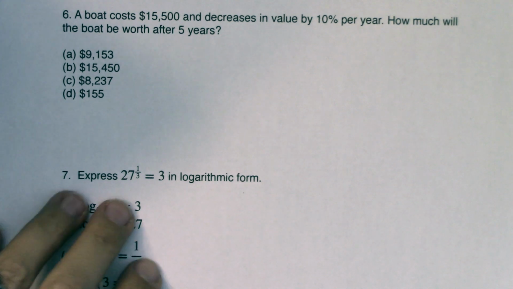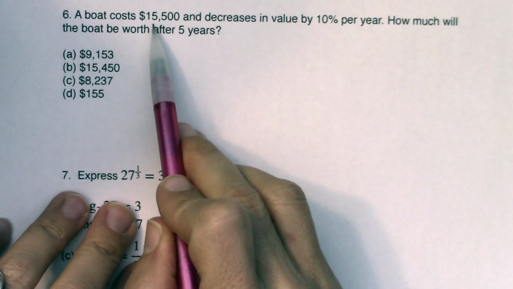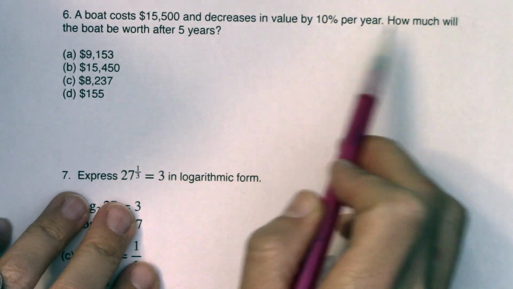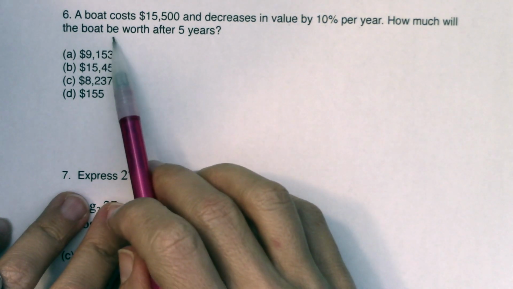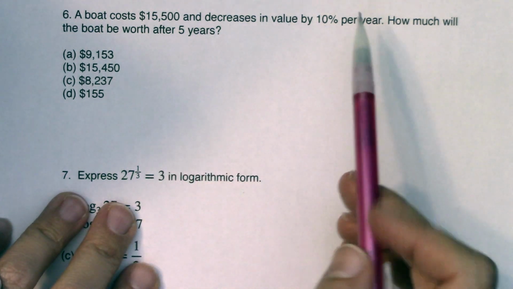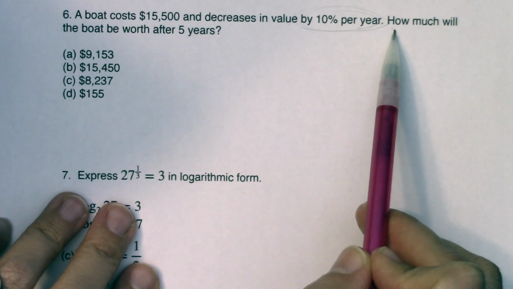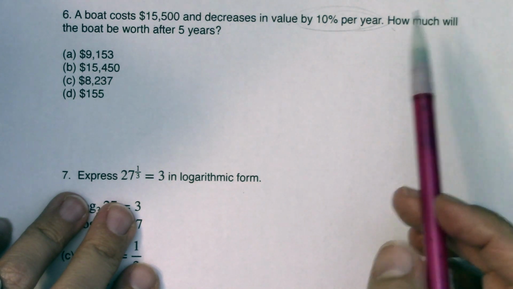Folks, let's take a look at number 6. A boat costs $15,500 and decreases in value by 10% per year. How much will the boat be worth after 5 years? So if you're decreasing proportionally to yourself year over year, that's going to be exponential decay.